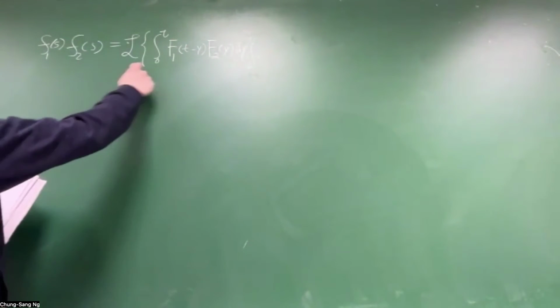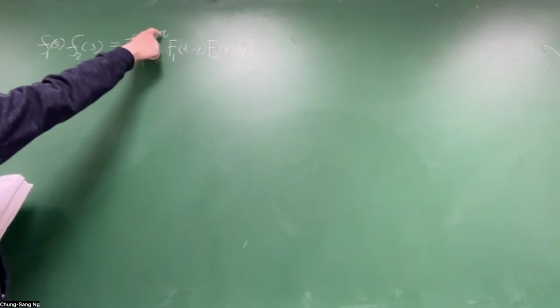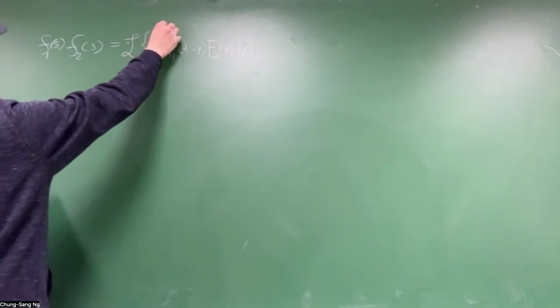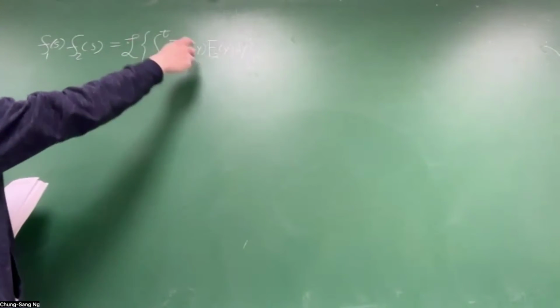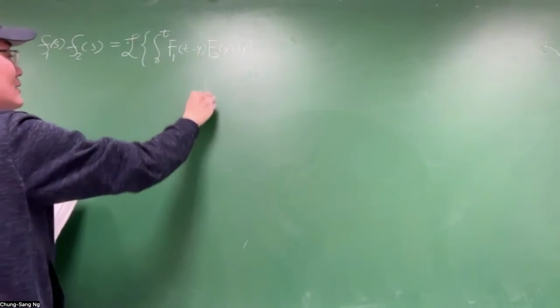So this is a form similar to the Fourier convolution, except for the limit, and also the normalization. We are using a different convention now, so we don't have this square root of 2 pi in the definition. But this change of limit, instead of 0 to infinity, is coming from the change of variable.